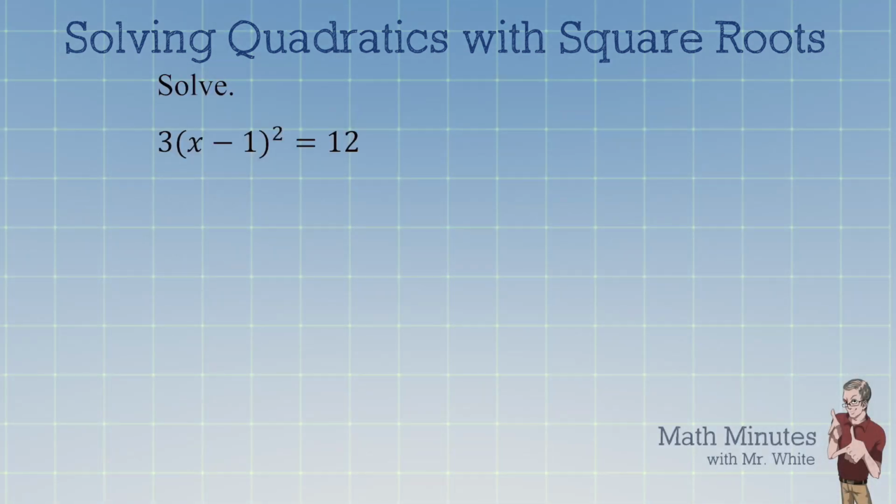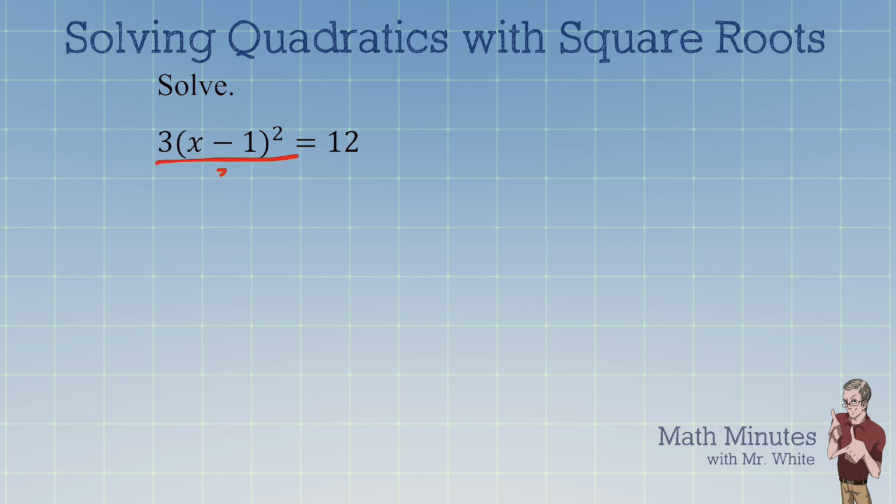Okay, we've got another example here where we're introducing yet another thing. This time we have the 3 on the outside. Now remember, equation solving is order of operations in reverse. So is there something we can add or subtract out of there? No. Is there something we can multiply or divide out of there? Indeed there is.